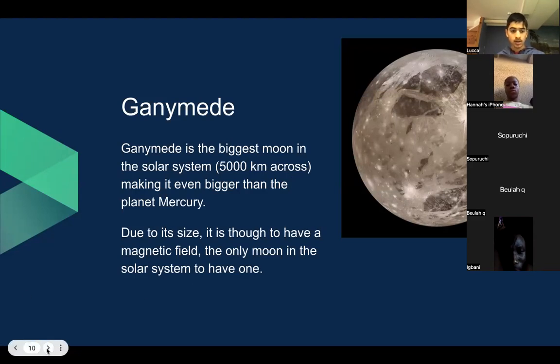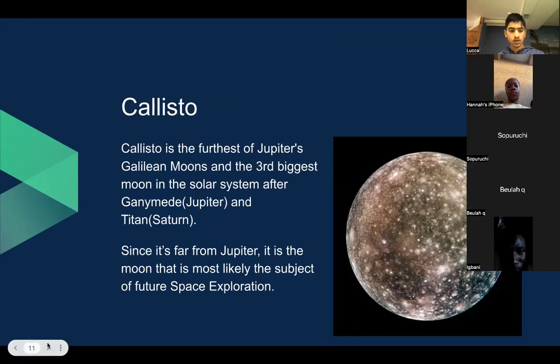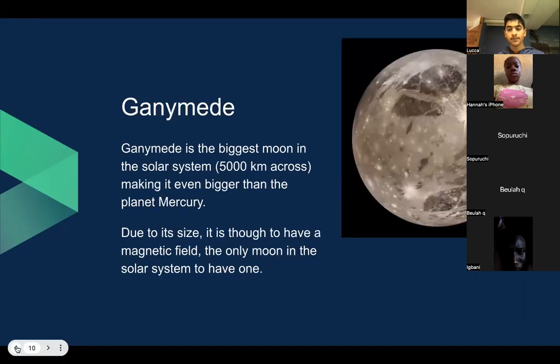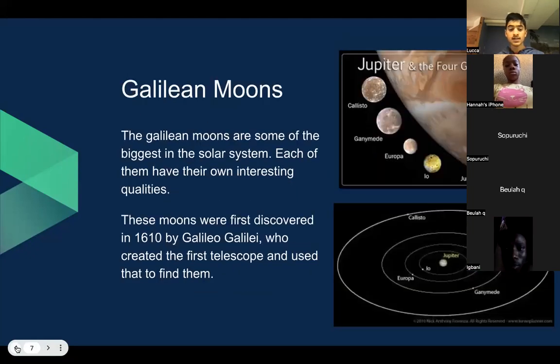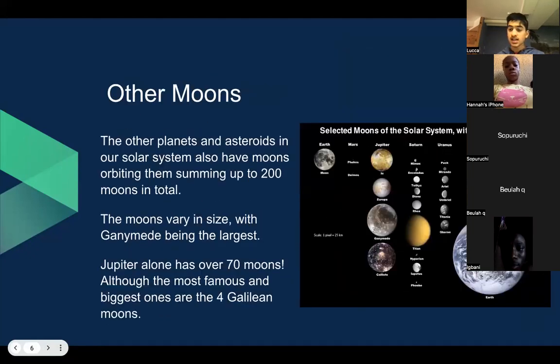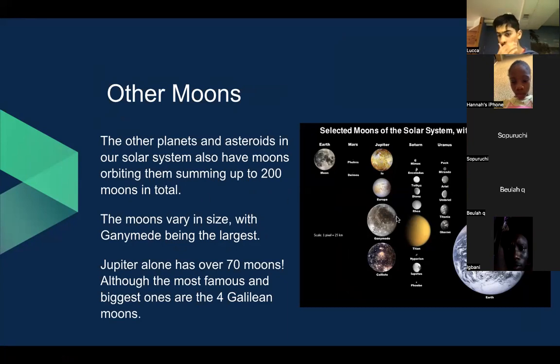Okay, so we've gone over the Galilean moons. There are also moons on Saturn, Uranus, Mars, and even Pluto. We haven't gone through all the moons, but the 4 Galilean moons, which are the 4 moons that Jupiter has, are the most important and most widely known moons of our solar system, along with Titan and Triton and a couple others.